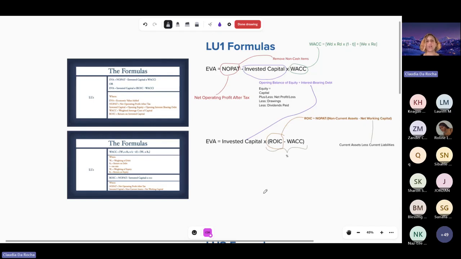All right, so that's our learning unit 1 formulas done. Those are the ones that we need to know. That's what we need to understand. Like I said, we'll do a question just now where we're going to apply some of these formulas. All right, so now let's go to learning unit 2.